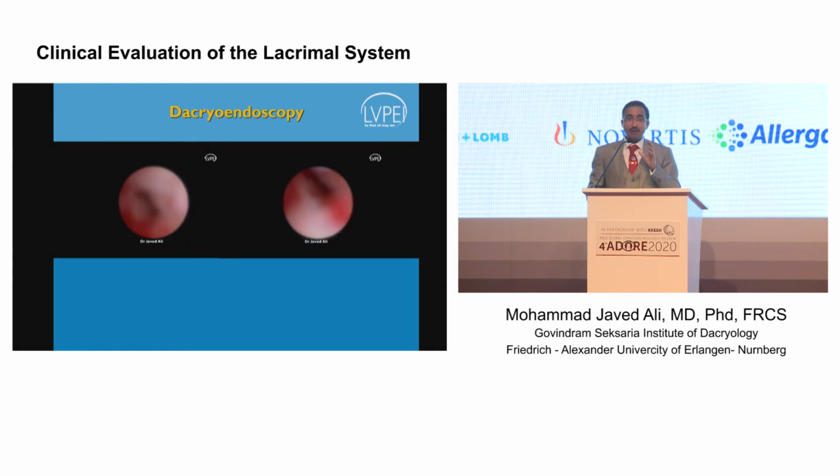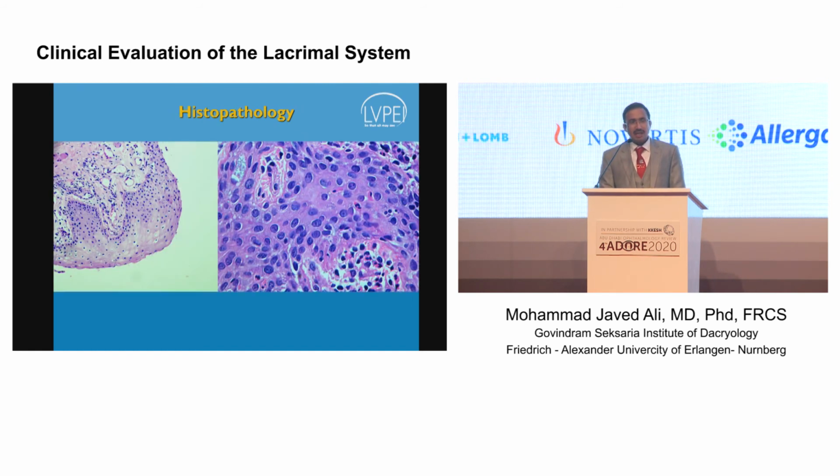If you do a dacryoendoscopy at this stage, you find that the mucosa is white, edematous, pale, but there are areas of definite hemorrhages, focal areas of submucosal hemorrhages. If you do a histopathology of this, you would find that the epithelium is quite thickened. The canalicular epithelium is really thickened with inflammatory cells moving around.